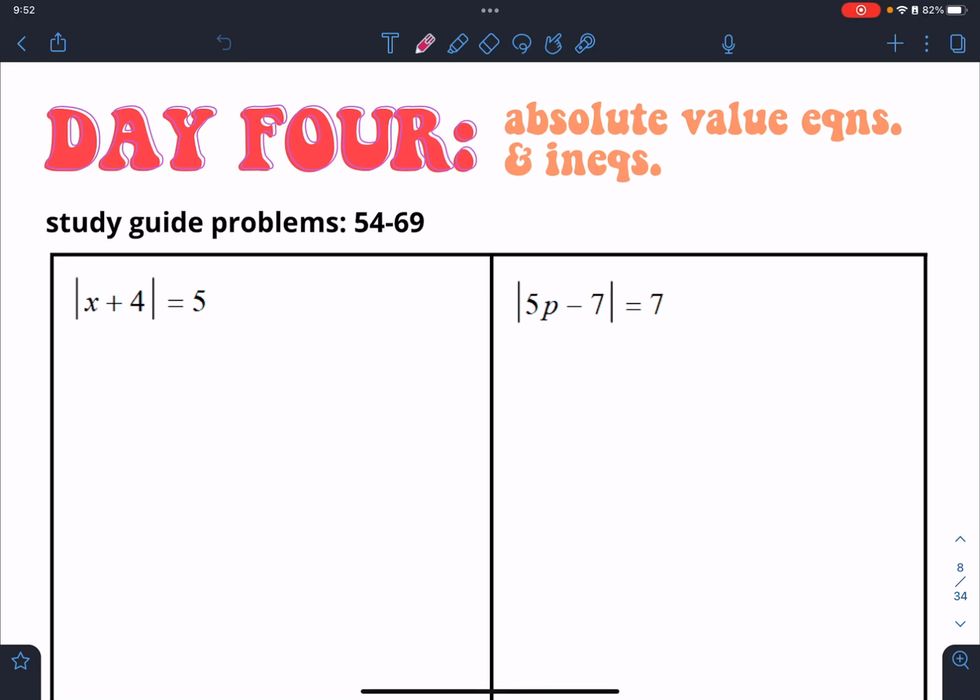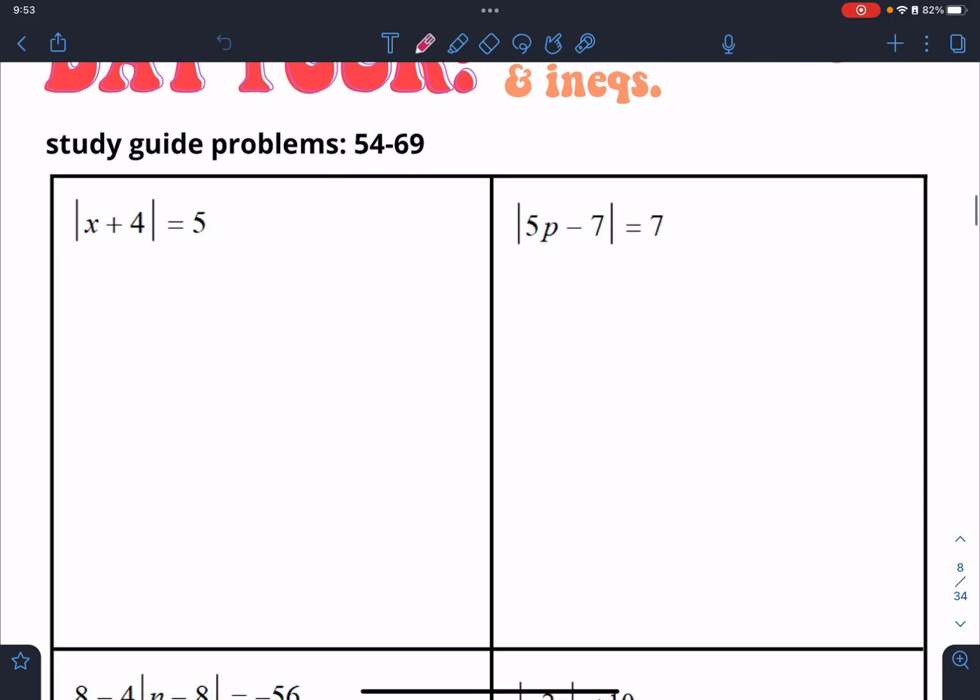So day 4 is absolute value equations and inequalities. This is exactly what we were doing, not last week, but the week before that, where we did the entire week over absolute value. So let's just do a quick review. Remember, 2 bars means 2 equations.